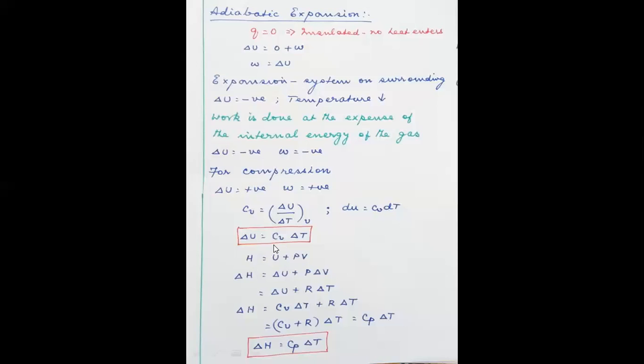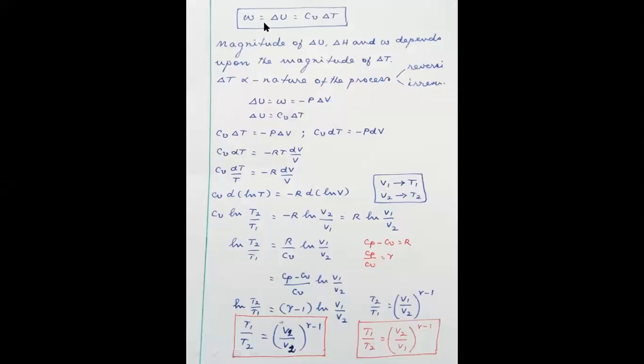So delta U is equal to the heat capacity at constant volume into temperature difference, and the enthalpy change is the heat capacity at constant pressure into temperature difference. So for the next slide, you have to concentrate a little bit. So what is the work done at constant volume condition? Work done is delta U, which is equal to CV delta T.